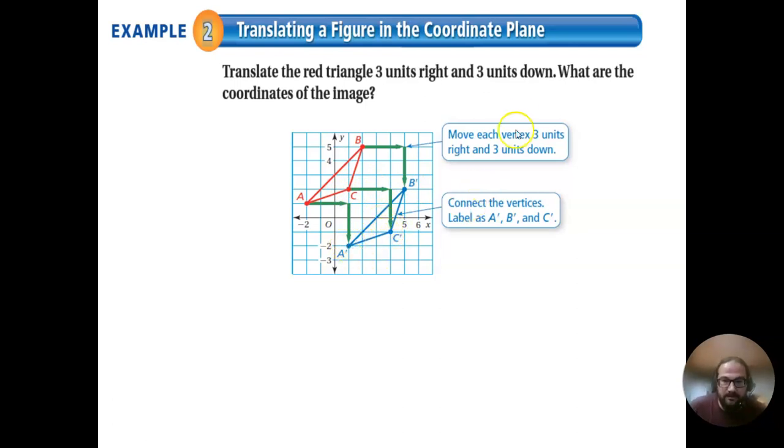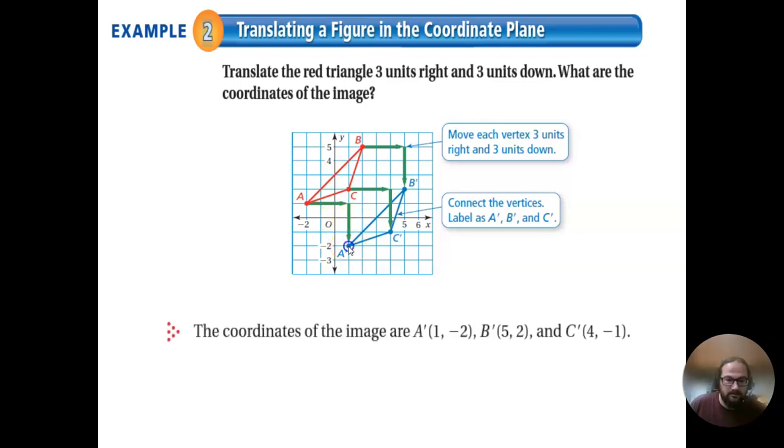And then to figure the coordinates of each one, you're just going to look at where those points are in relation to the origin. So the coordinates tell you how far to the right or left from the origin, and then how far up or down. So for A prime, it's 1 unit to the right and 2 units down. So that would be (1, -2).